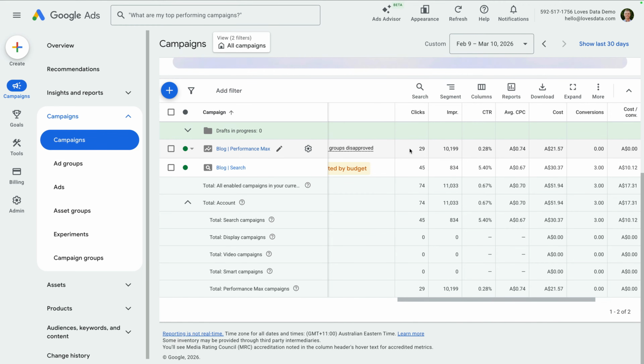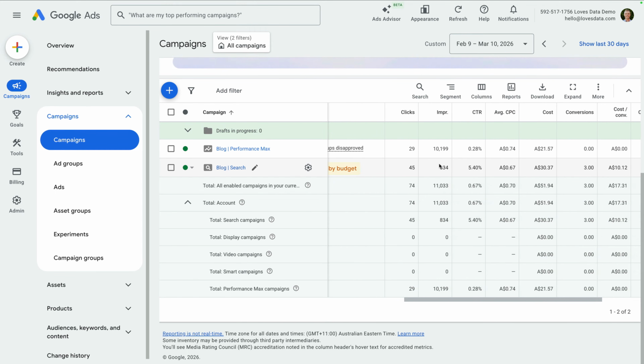First is clicks. This is the number of times people have clicked on your ad. Clicks tell you how many people were interested enough in your ad to visit your website. Next is impressions. This tells you how many times your ads have been shown to people as they've been searching on Google. If your impressions are low, it could mean your budget is limited, your bids are too low, or your keywords aren't being searched for very often.